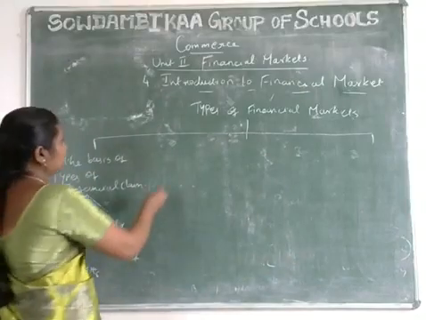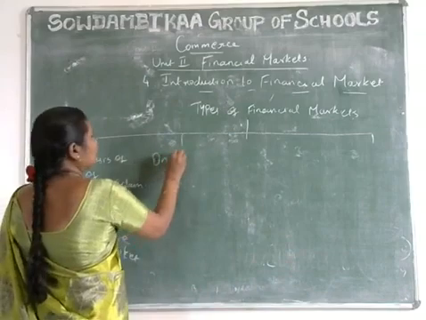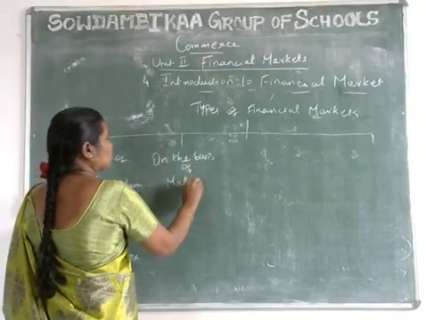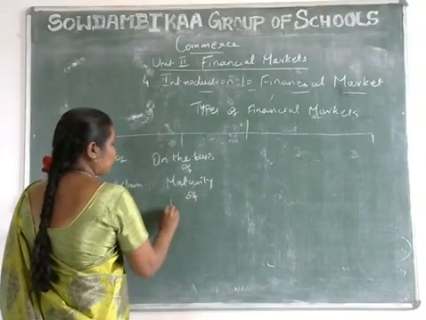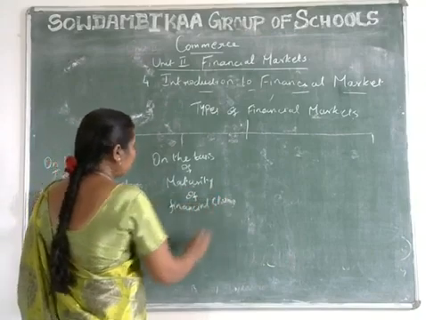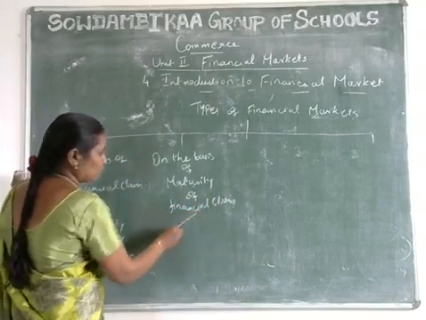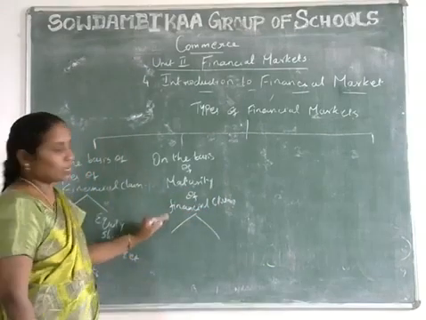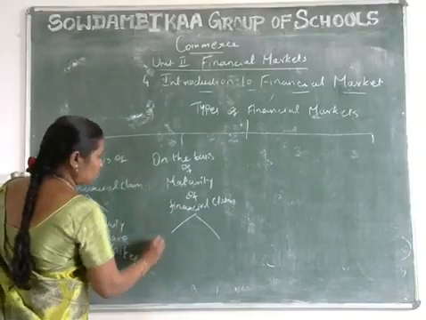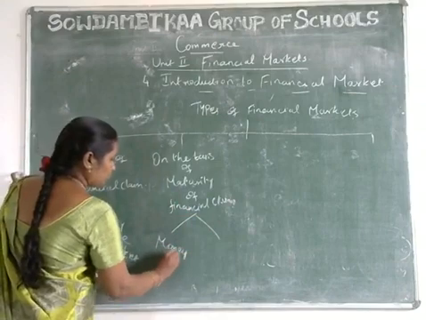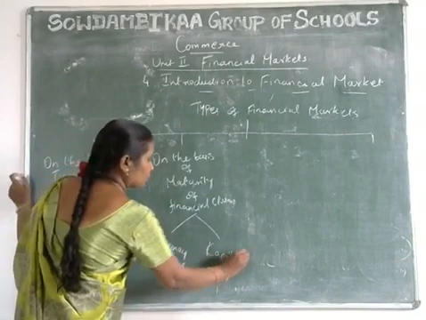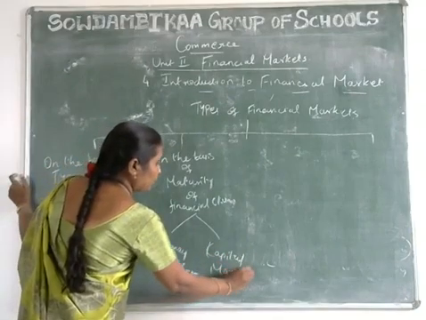And then the next kind is on the basis of maturity of financial clients. You have here two types on the basis of maturity of financial clients. Maturity means the ending of the period. The two kinds are money market and capital market.